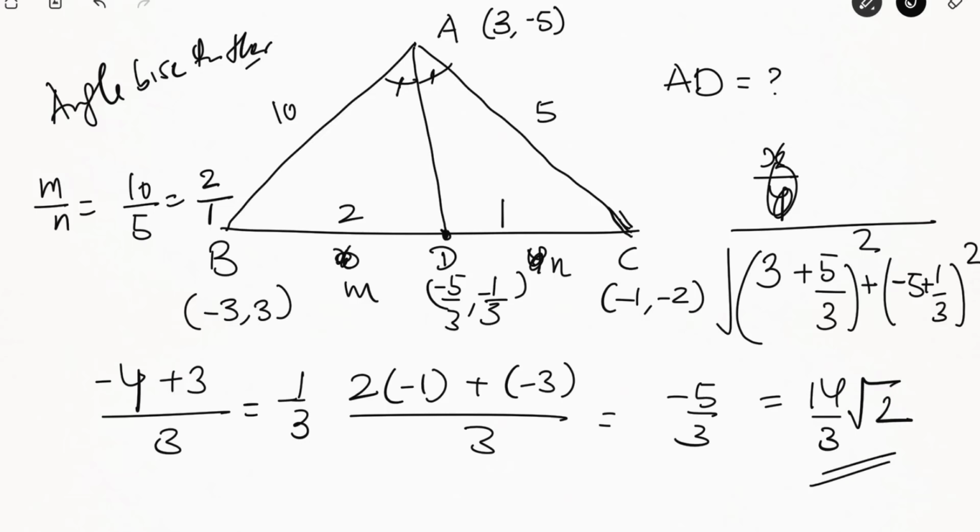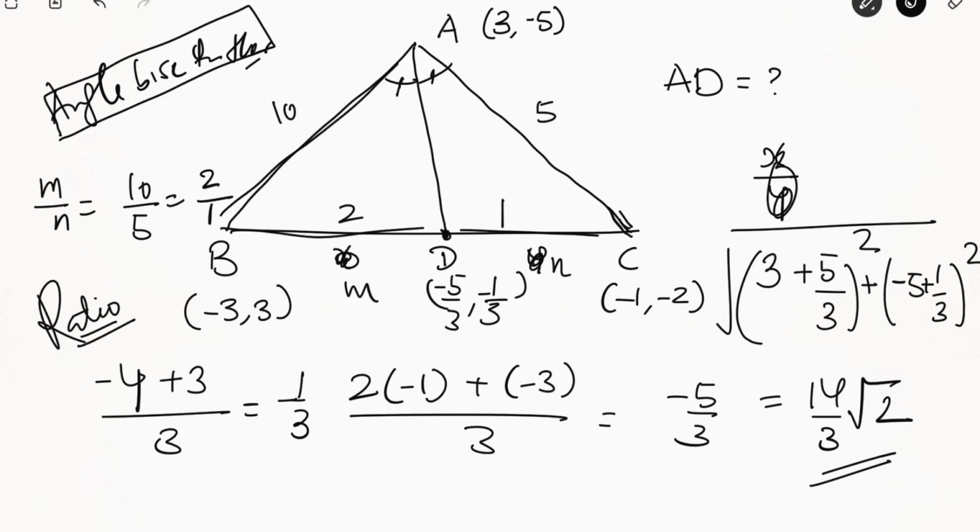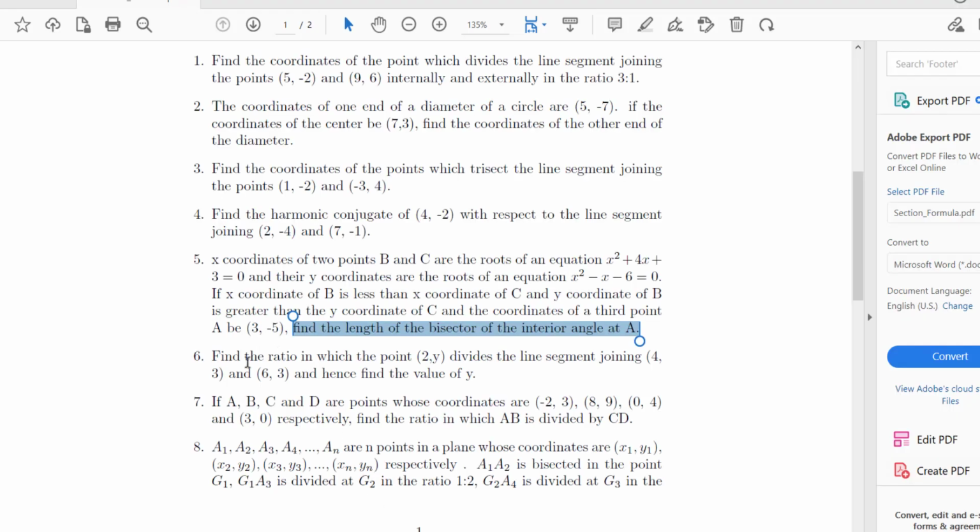You can validate this. So what is the takeaway from this problem? Two things. One is applying the angle bisector theorem, and why this is relevant, because it deals with the ratio, right? It deals with the ratio of line segments and the length of sides. Alright, moving to the next question, number 6.